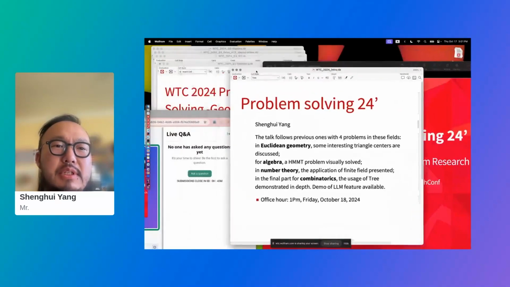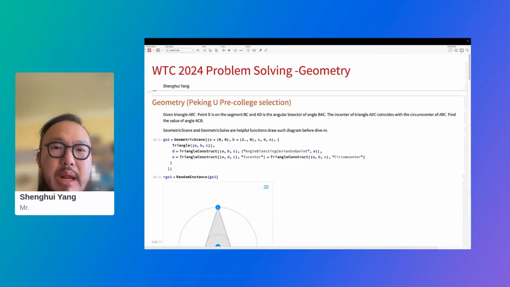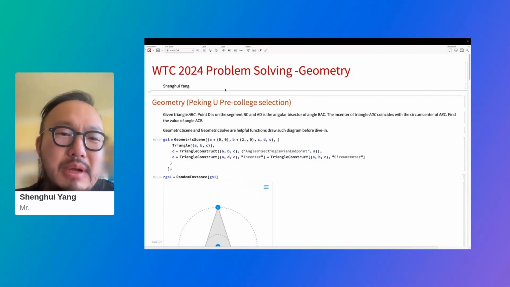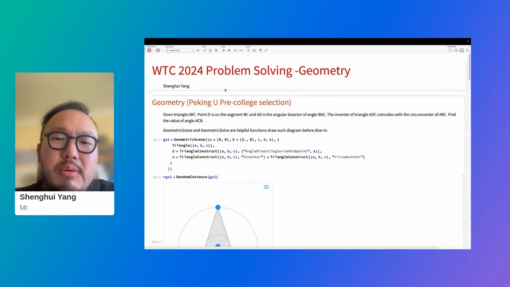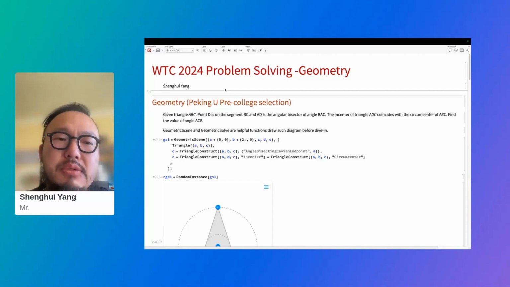Okay, so first, usually I start with a very interesting geometrical problem. It's a pre-college selection problem from Peking University, which is one of the top universities in China. They do something different from the SAT and the college entrance examination. They sometimes put an extra round of tests to select the best students in the country. One of the problems is about geometry and is quite interesting.